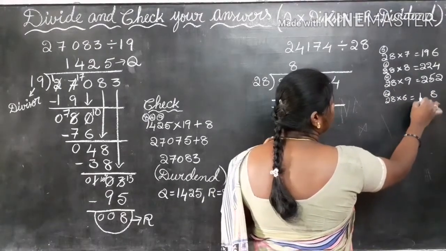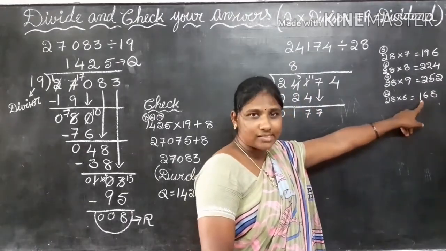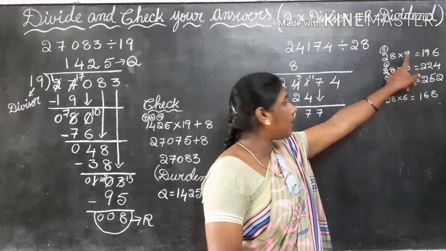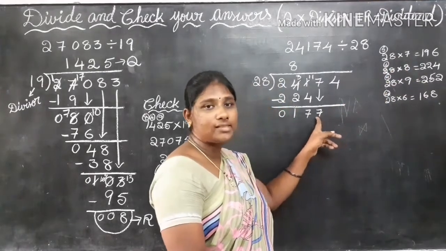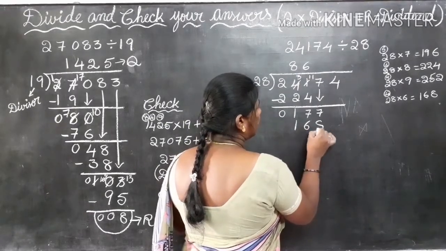6 2s are 12 plus 4, 16. 28 6s are 168. But 28 7s are 196, so 196 is more than this. So we have to take 28 6s are 168.